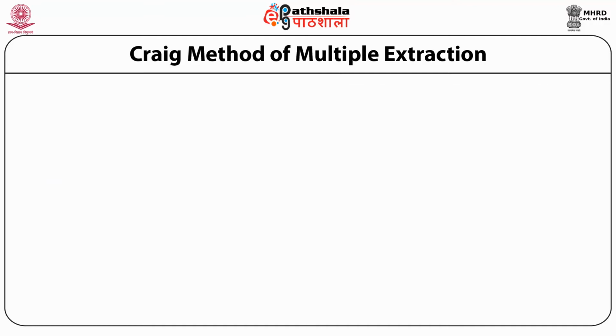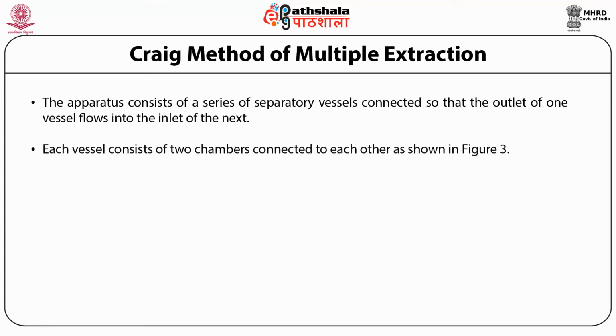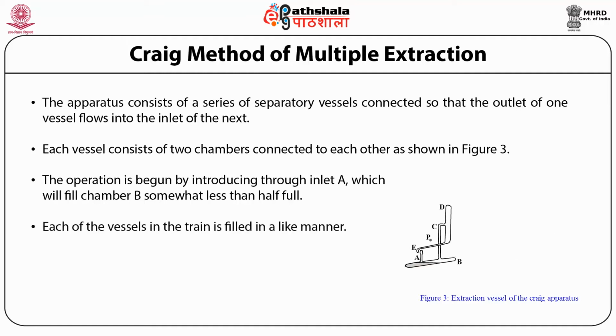What is this Craig apparatus? The Craig apparatus consists of a series of separate vessels connected so that the outlet of one vessel flows into the inlet of the next. Each vessel consists of two chambers connected to each other as shown in figure 3. The operation is begun by introducing through inlet A an amount of the heavier solvent which will fill chamber B somewhat less than half full. Each of the vessels in the train is filled in a like manner.